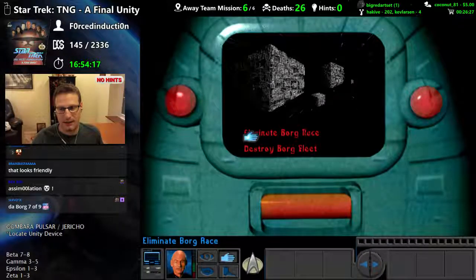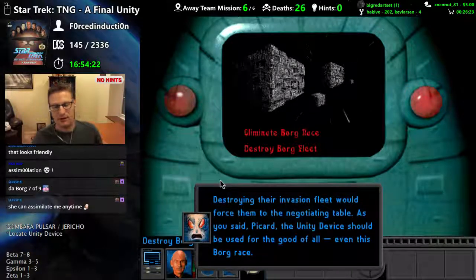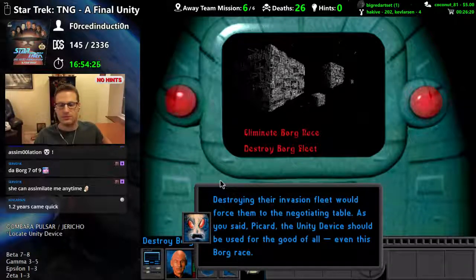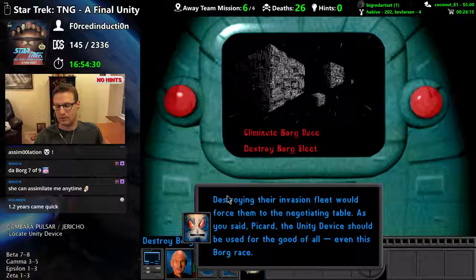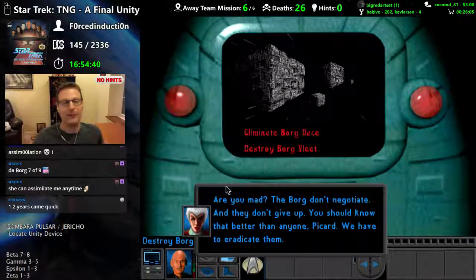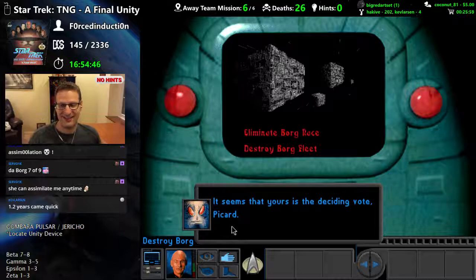Alright, we can eliminate them or just destroy their fleet. Destroying their invasion fleet would force them to the negotiating table. As you said, Picard, the Unity device should be used for the good of all, even this Borg race. Are you mad? The Borg don't negotiate, and they don't give up. You should know that better than anyone, Picard. We have to eradicate them. It seems that yours is the deciding vote, Picard.